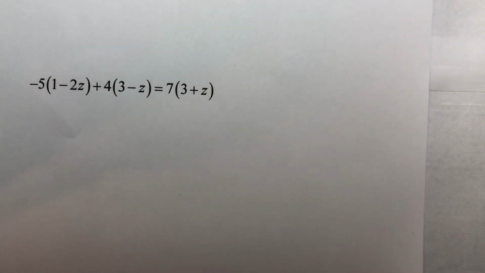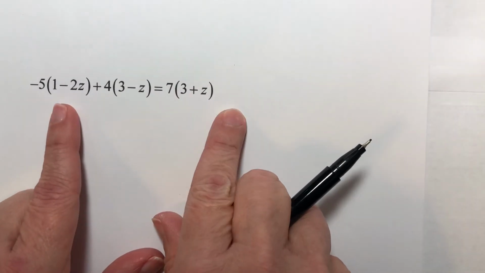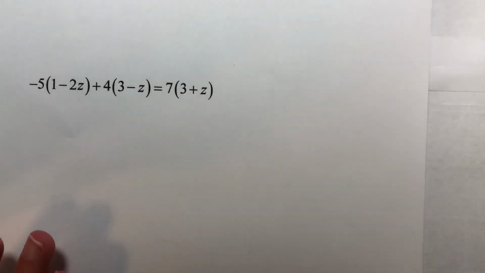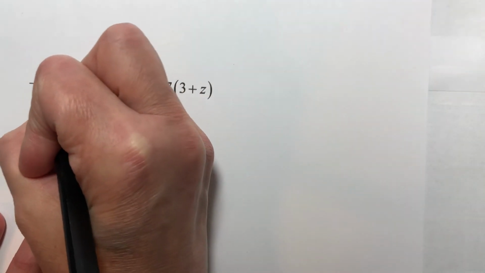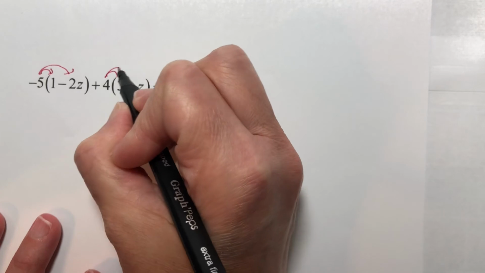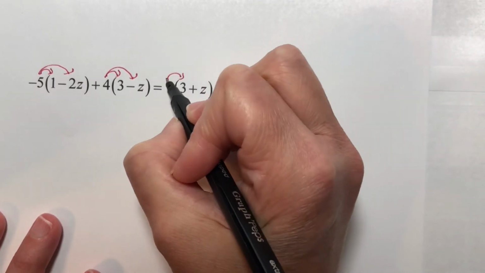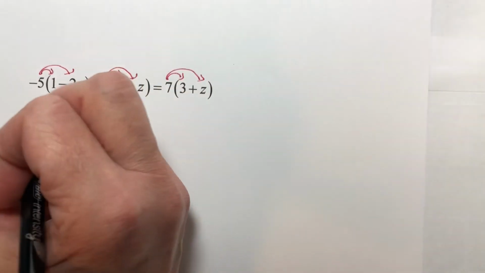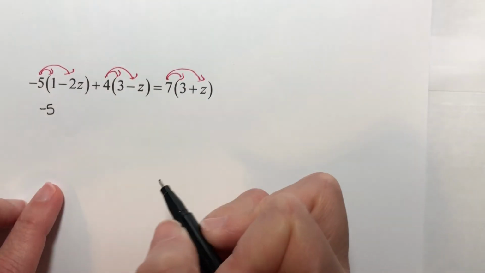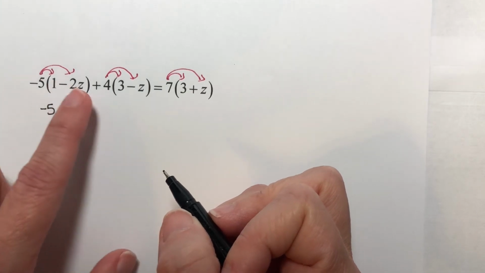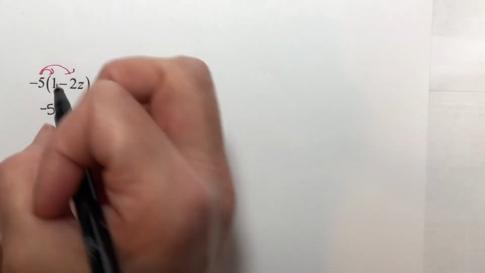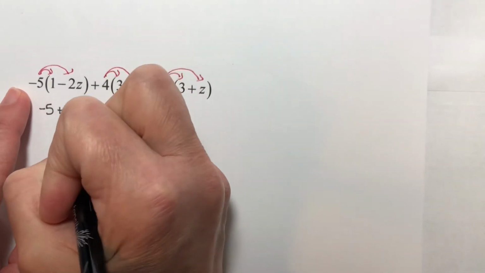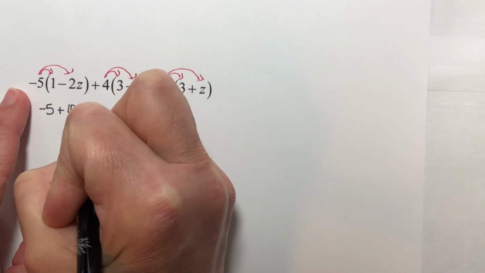Let's work this one. I have simplifications to do on both sides. I have distributions here and here, and also here. So let's talk about these multiplications. Okay, so I have -5 times +1, -5. -5 times -2z is positive, because 2 negatives multiplied is a positive. 5 times 2 is 10z.